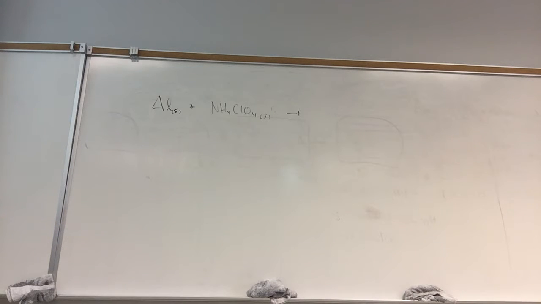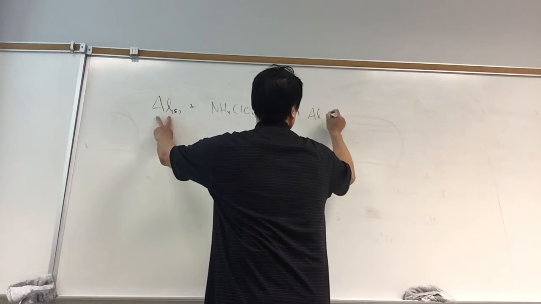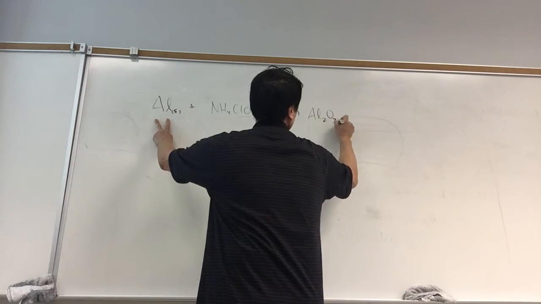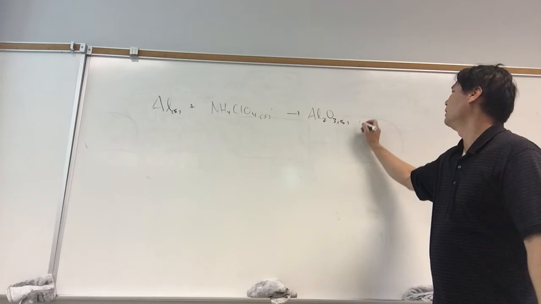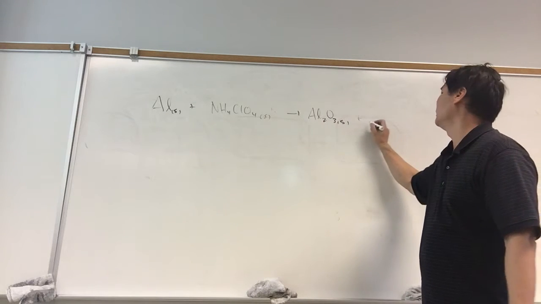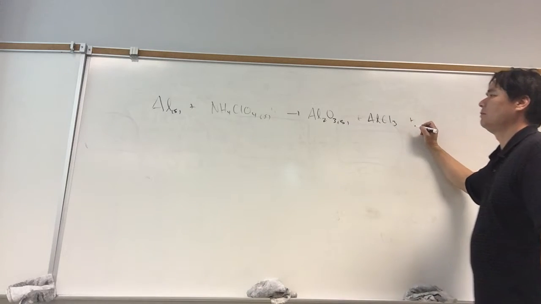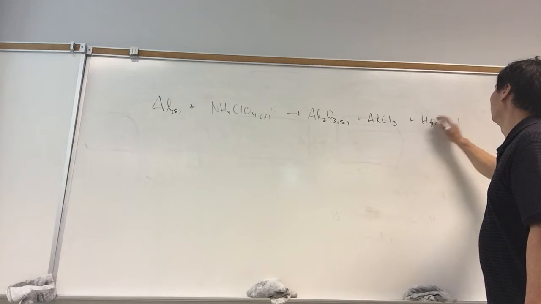See what forms. And so here, what forms is, okay, we oxidize aluminum completely to aluminum oxide, Al2O3 solid. This will be complete because aluminum is now in the 3+ state. We also oxidize it to AlCl3, then we form some H2O and nitrogen.